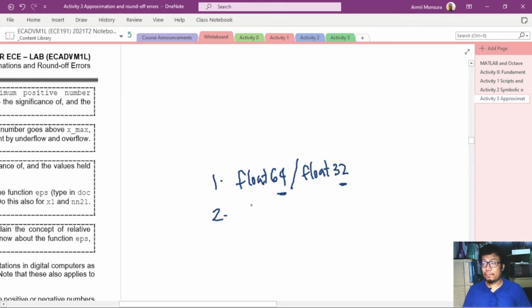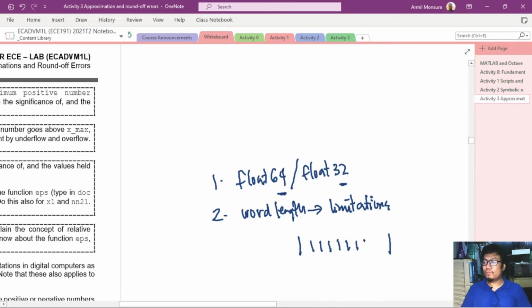Number two. Because these representations have finite word length, it actually leads us to think that there are limitations. This leads to limitations in the computer's representation of floating point numbers. So this puts limits, and there are many kinds of limits: the smallest number, the biggest number, and the numbers that can actually be represented.